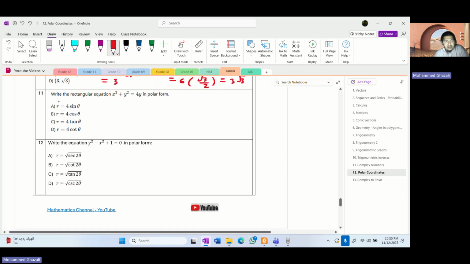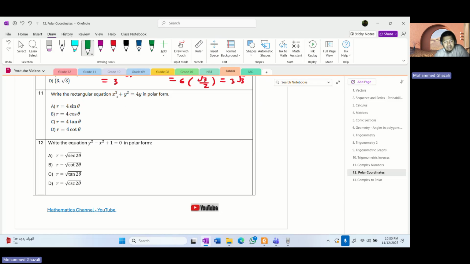Next one. Write down the polar form of this equation. Write the equation x squared plus y squared equals 4y in polar form. So what is x squared plus y squared? That's r squared. What is y? Y is equal to r sine theta. So we're going to write r squared equals 4 r sine theta. Now we're going to divide both sides by r. So you're going to get r is equal to 4 sine theta. That's it. Just division by r on both sides. Divide by r. So r equals 4 sine theta.